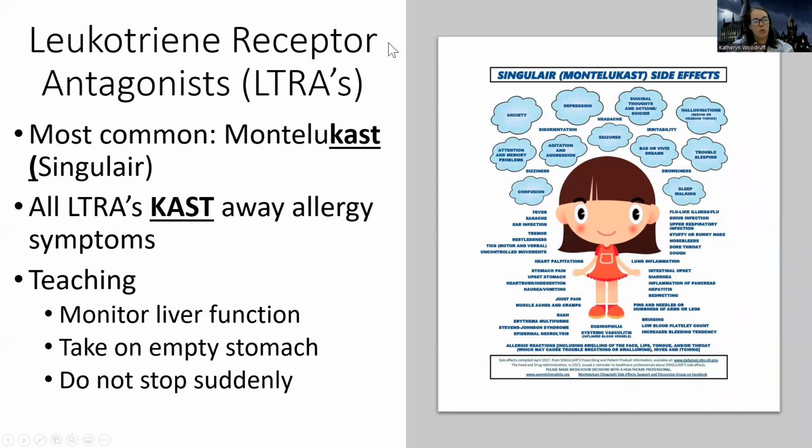There's also an oral medication known as Singulair, also known as a leukotriene receptor antagonist, or LTRAs. And I remember this one because they all end in "-kast," K-A-S-T, and so they cast away allergy symptoms. For these, some things that you'll want to know is you want to monitor liver function for these patients. You always want to take them on an empty stomach for best absorption, things like that, and never stop taking them suddenly.